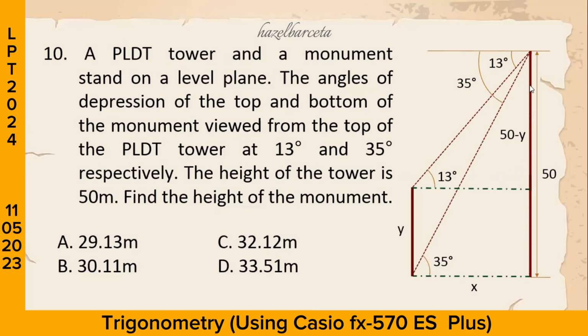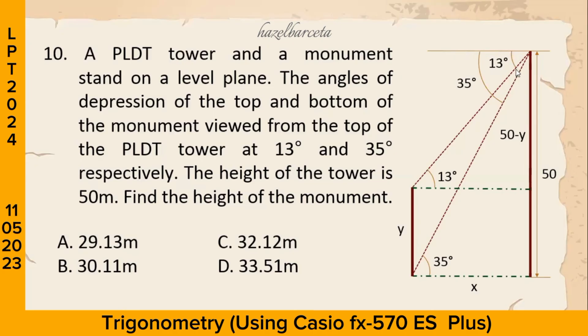This is the PLDT tower. And this is the monument. Same level daw po sila nakatayo. The angles of depression of the top. So dito, kapag angle of depression, ibig sabihin nakababa po yung ating object. Depressed. And always take note that angle of elevation and angle of depression are referenced sa horizontal.